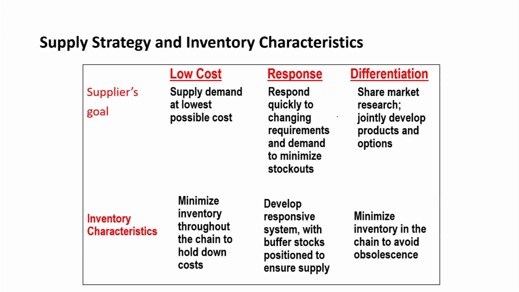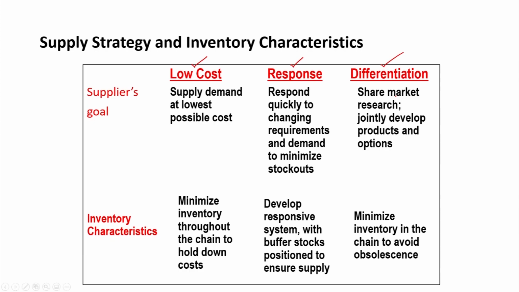Many times we have different strategies with respect to our manufacturing. We may have a low cost manufacturing strategy, we may have a quick response manufacturing strategy, or we may be differentiating our products from the competitors. In the first case, the supplier goal is to supply demand at the lowest possible cost. For response, the goal is to respond quickly to changing requirements. We need a vendor or supplier who can respond quickly to changing requirements and demands to minimize stock out.